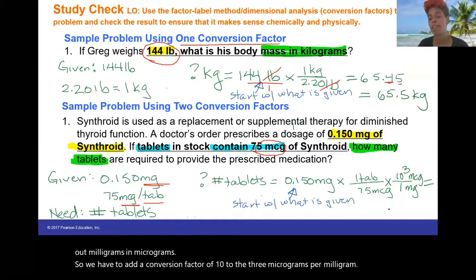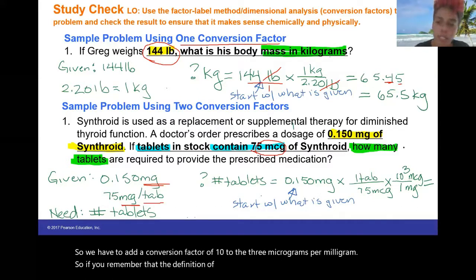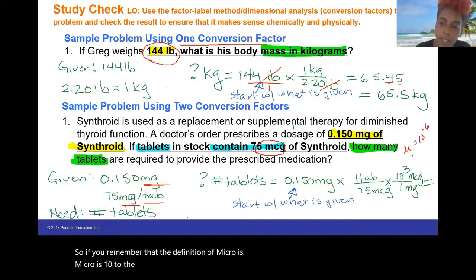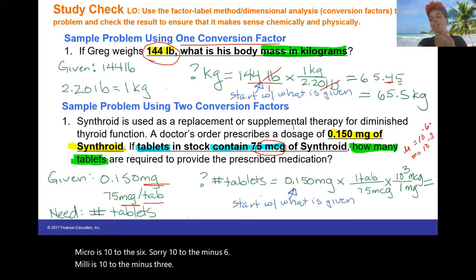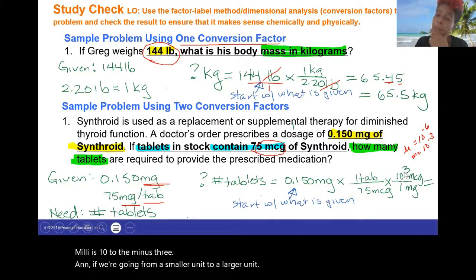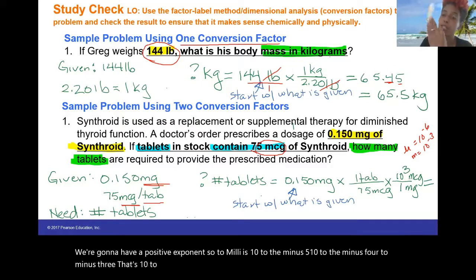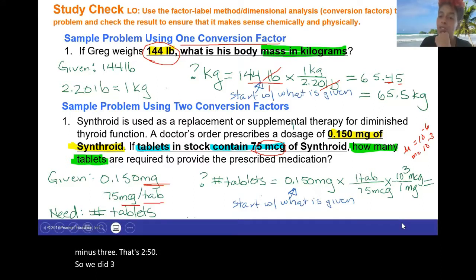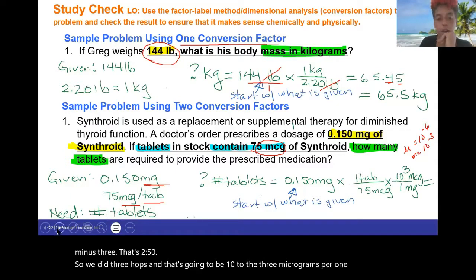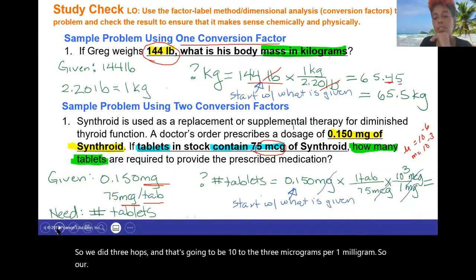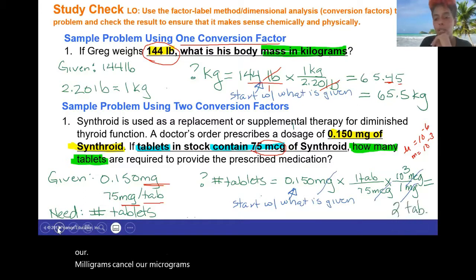If you remember the definition of micro is 10 to the minus 6. Milli is 10 to the minus 3. And if we're going from a smaller unit to a larger unit, we're going to have a positive exponent. So from micro to milli is 10 to the minus 5, 10 to the minus 4, 10 to the minus 3. That's 10 to the 3. So we did 3 hops, and that's going to be 10 to the 3 micrograms per 1 milligram. So our milligrams cancel, our micrograms cancel, and we need 2 tablets.